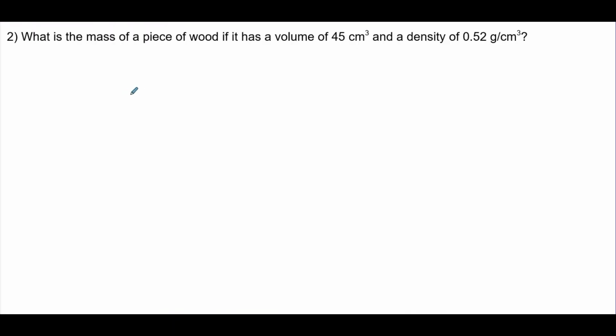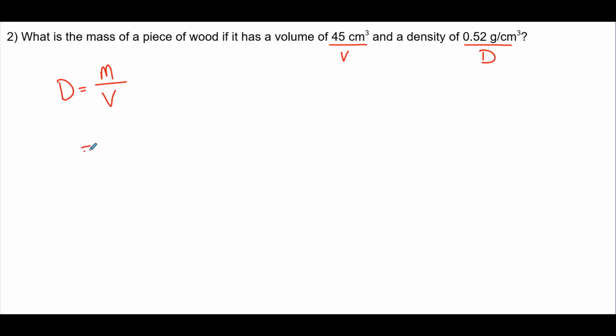Now, question 2 says, what is the mass of a piece of wood if it has a volume of 45 centimeters cubed? So that's volume. And over here, we have the density given as 0.52 grams per cubic centimeter. Well, I always like starting these problems just by writing down the formula. A lot of times it might seem too easy to you, but it's an easy way to prevent a simple mistake.